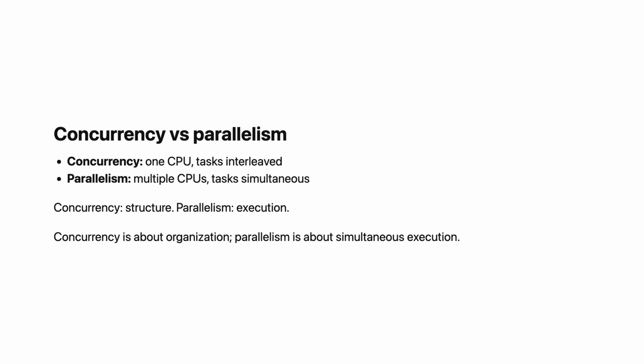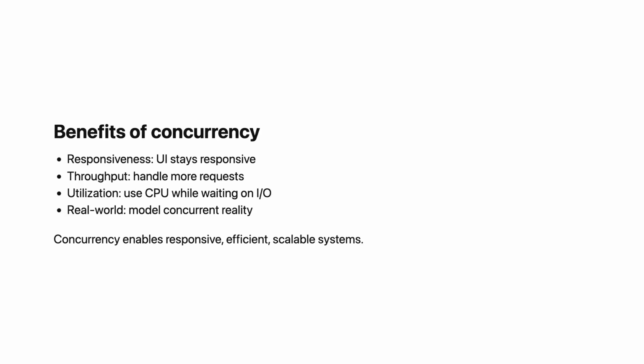Responsiveness. A user interface must respond even while background work happens. Without concurrency, the UI freezes during computation. With concurrency, computation happens alongside user interaction. Throughput. A server can handle more requests if it does not wait for each to complete. While one request waits for the database, another request gets processed.